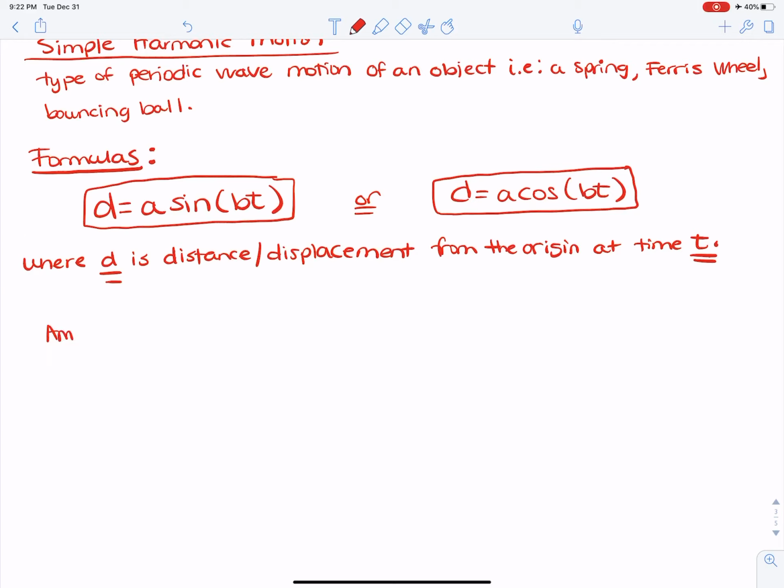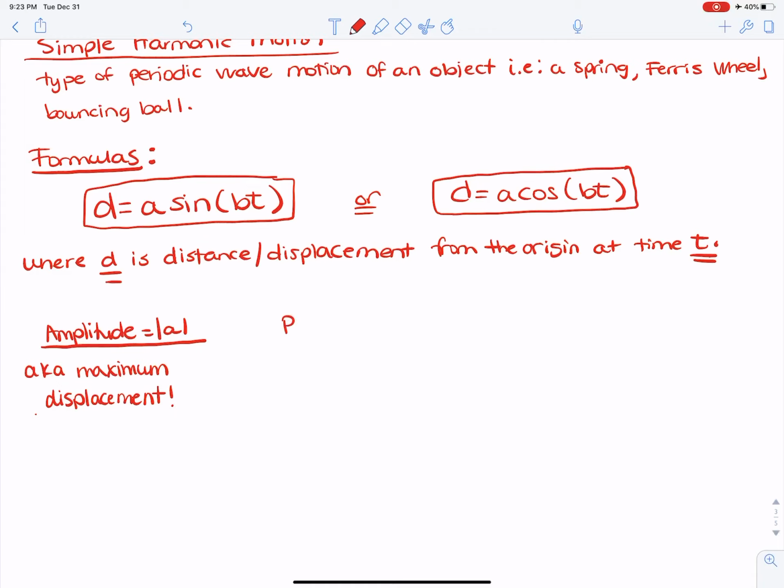We need the amplitude, which is what it was before. It is the A, but it's the absolute value of A. You can't have a negative amplitude. Negative just means a reflection. This is also known as your maximum displacement. That's how high you can go versus how low you can go.